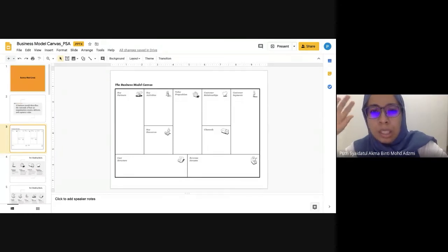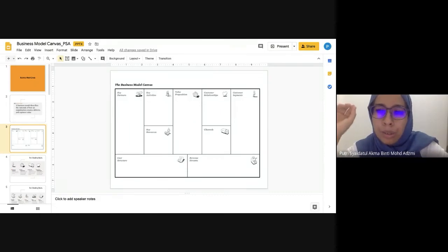All right, so there will be 9 boxes. If you look at the boxes, I will explain them one by one. But the key thing is you have done the first box, which is value proposition. When you did your first box, value proposition, you have actually thought about your customer segments. Who will be your customer?